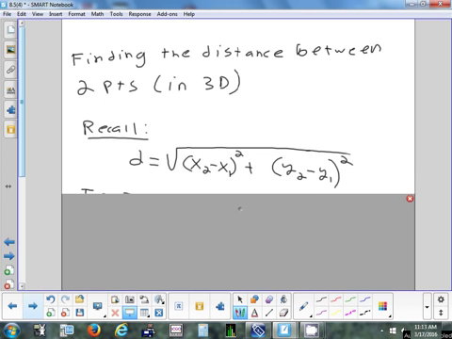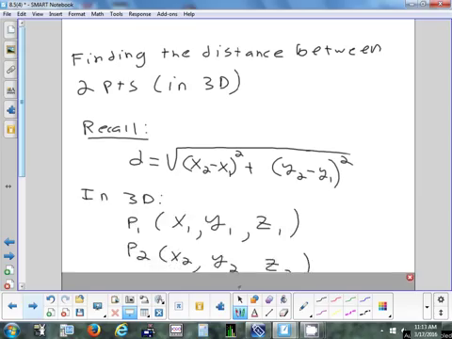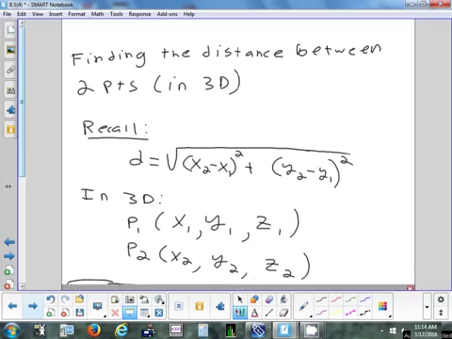All right. So in 2D, that's our formula for finding the distance between 2 points. It's the distance formula. In 3D, our points have an x value, a y value, and now a z value. So you can still call these coordinates, or you can call them ordered triples. Ordered pair is for 2D, ordered triple is for 3D.